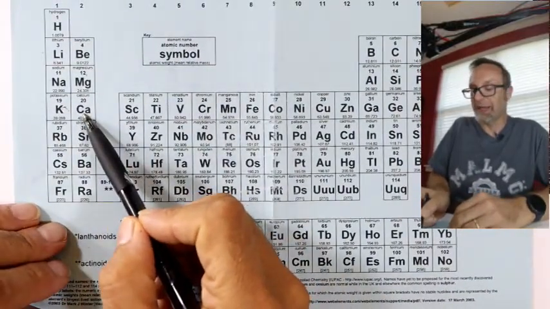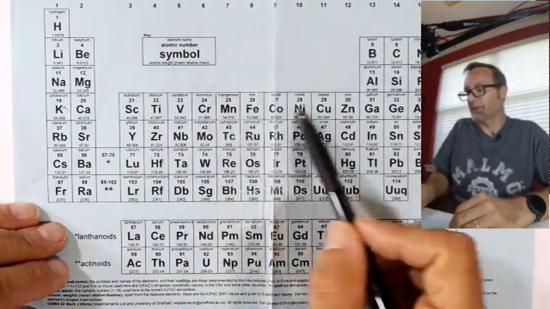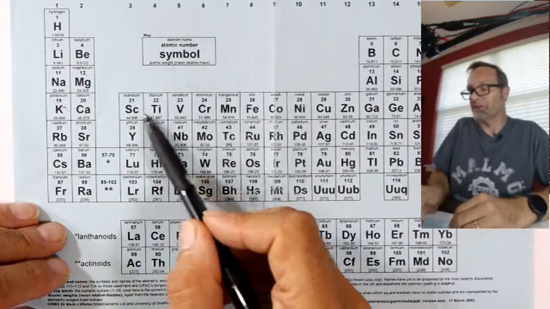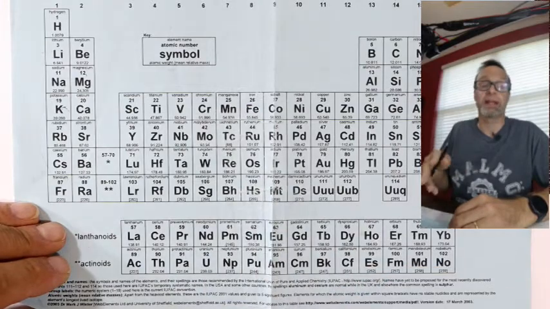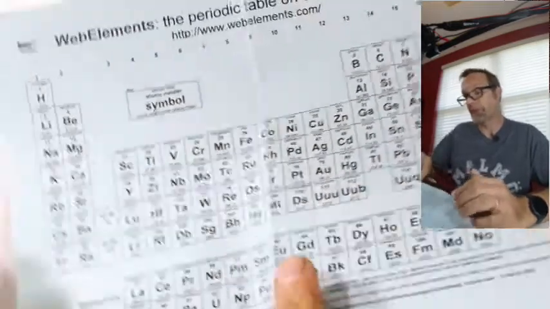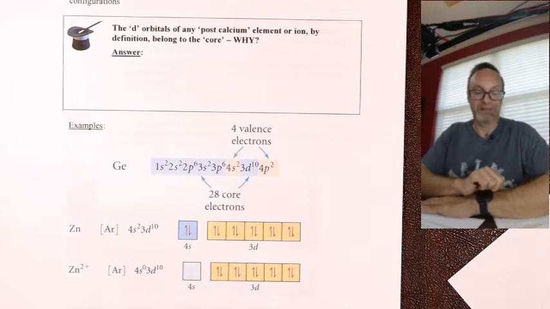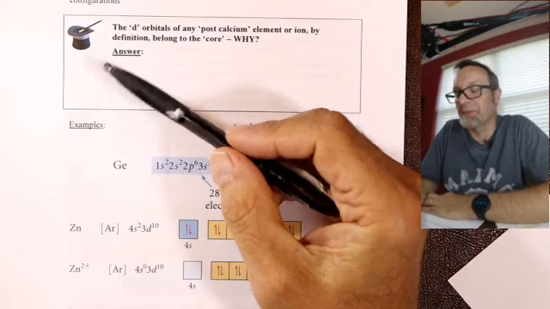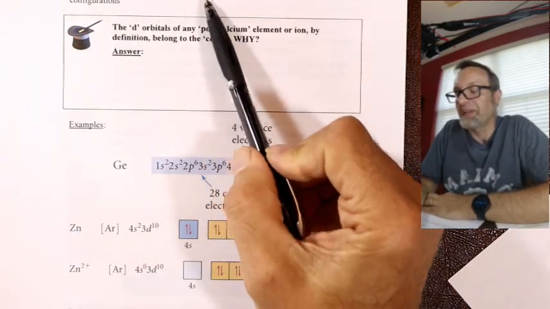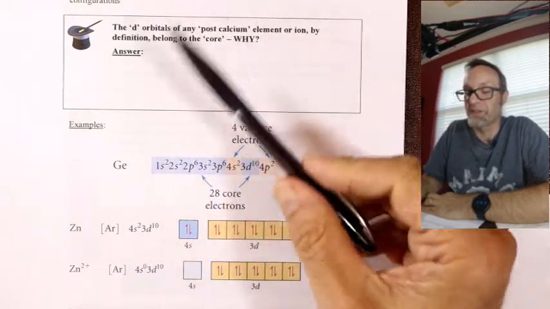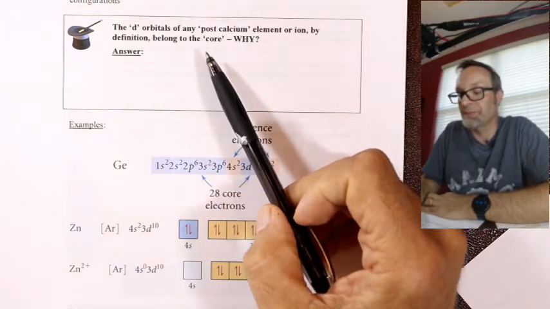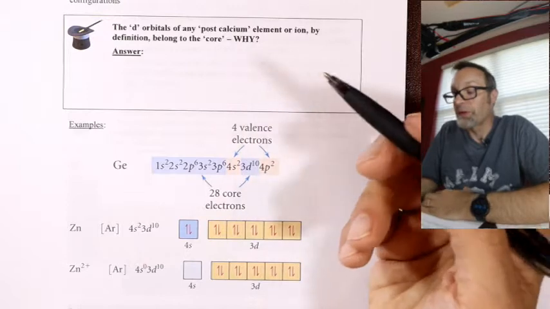So up to calcium, I haven't hit the transition yet. This is where d orbitals start to fill. So the transition elements, it's when we start putting electrons in the d levels. And when we start doing that, interesting things happen, right? So let's just read these questions. Transition and other heavy elements or ion configurations, right? So the d orbitals of anything post-calcium belong to the core. Why?